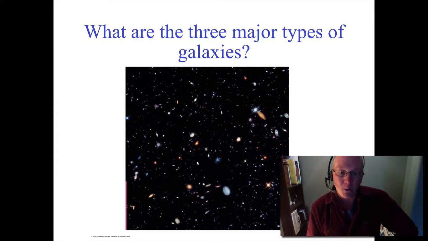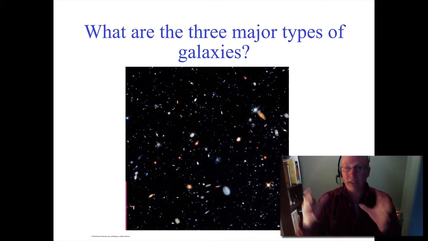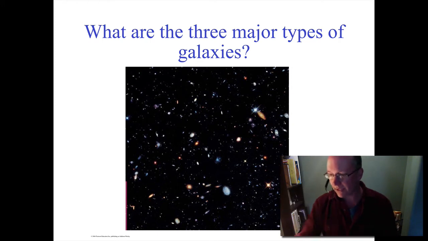Now, with any classification system, it's going to be difficult to put objects into particular classes. Some are going to be really obviously one class or another. Others are going to be a lot more subjective in terms of where we place them. But we'll talk about the three major types of galaxies, and then we'll talk about some of the modern ideas about connecting all these things together.